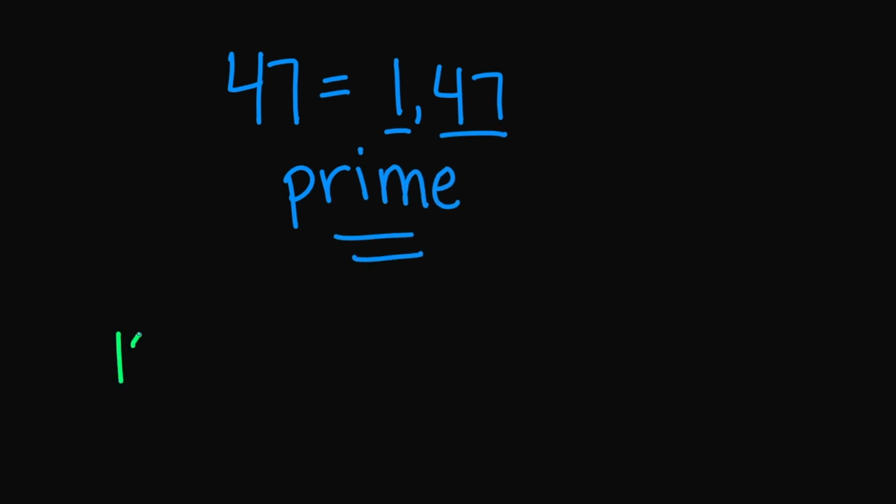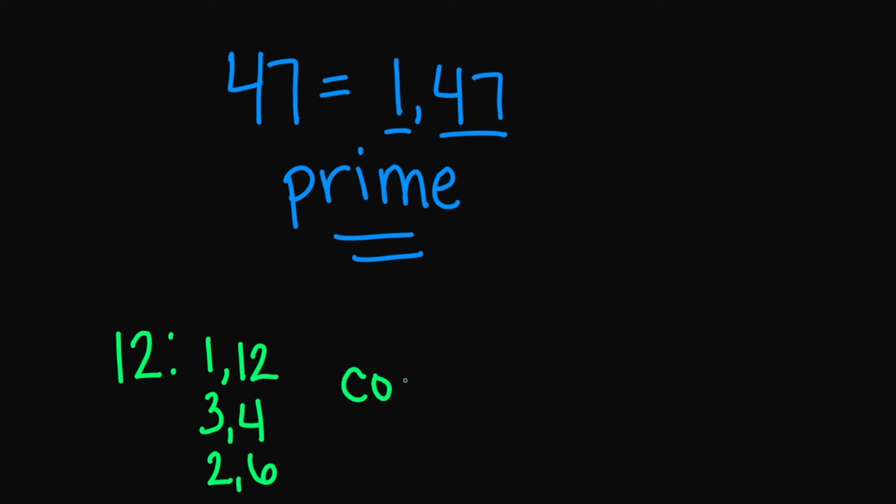What about the number 12? Let's write the factors for 12. So we have 1 times 12 will definitely give me 12. We have 3 times 4, that will give me 12. And we also have 2 times 6. 2 times 6 will also give me 12. Because I have more than 2 factors, the number 12 is a composite number.